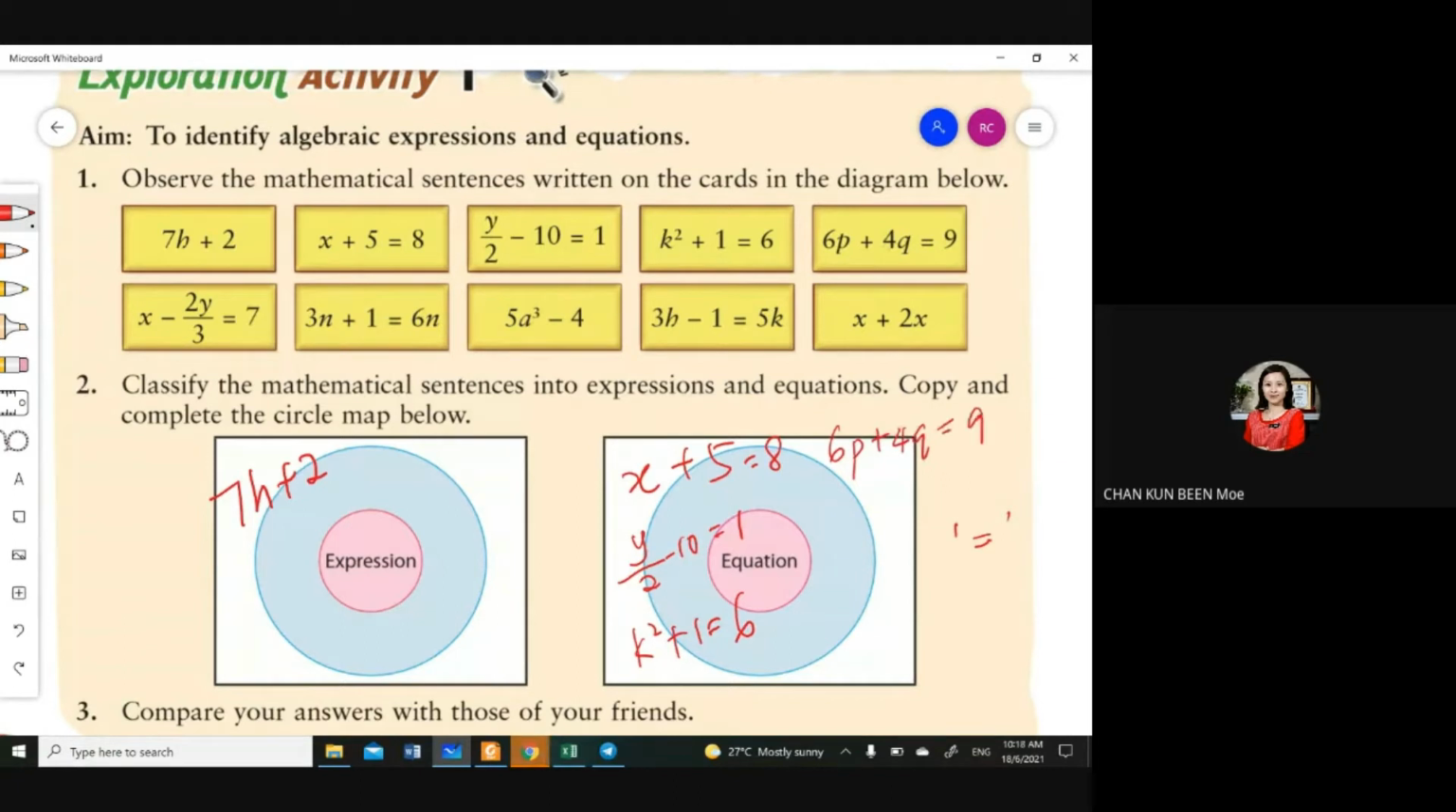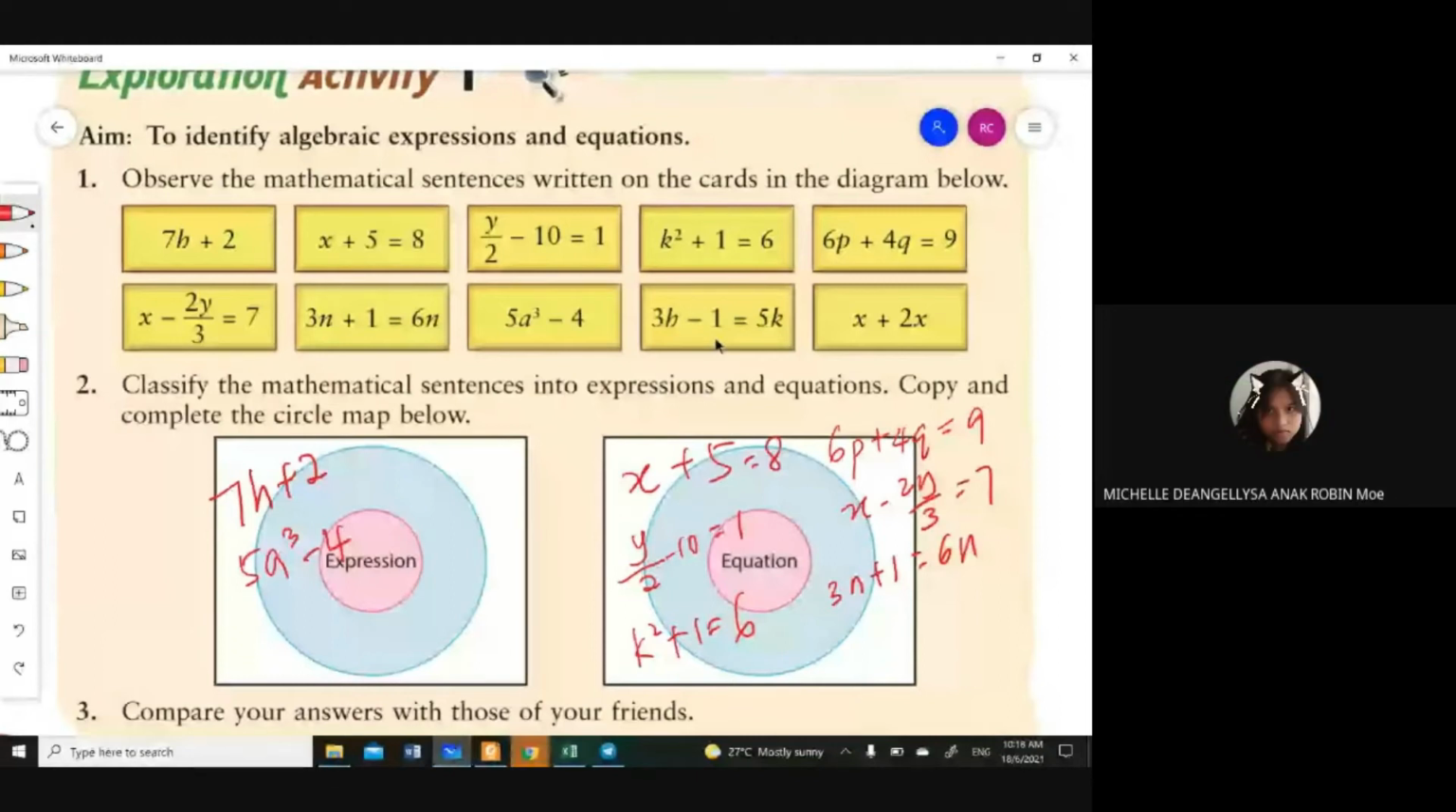Okay, we move to the next line here. x minus 2y over 3 equal to 7. Equation. What about the next one? 3n plus 1 equal to 6n. Equation. There are really a lot of equations. 5a cubed minus 4? Expression, very good. What about the next one? 3h minus 1 equal to 5k? Equation. Correct. And the last one, what is it? Expression. Yes, x plus 2x is an expression.